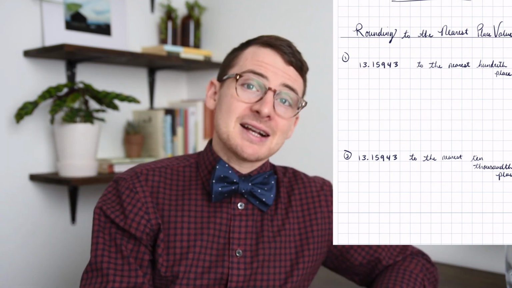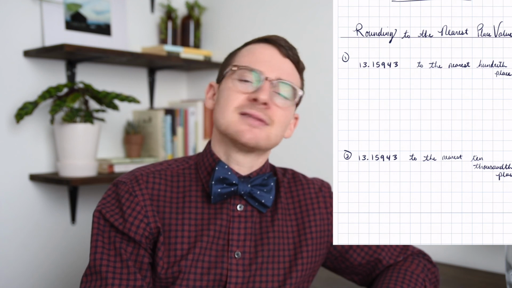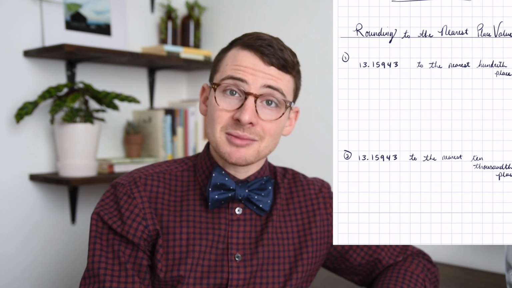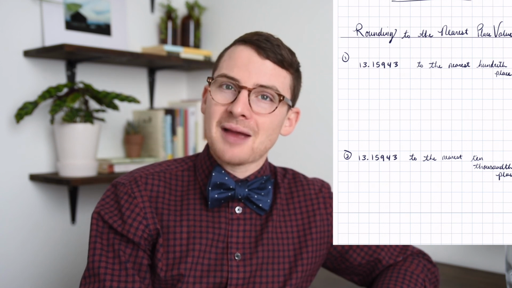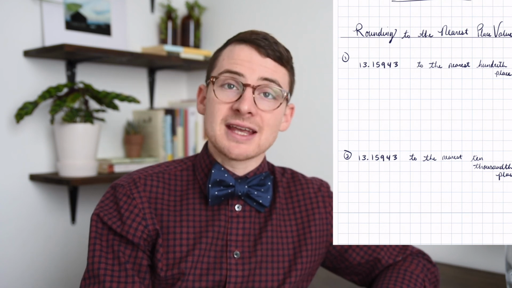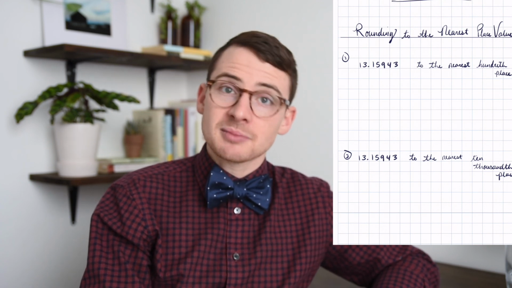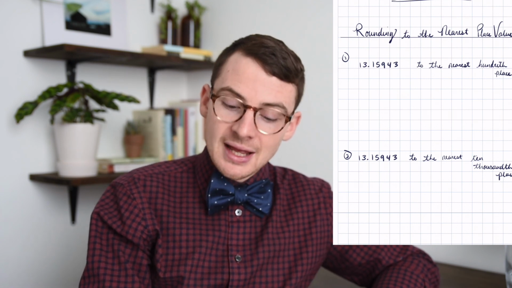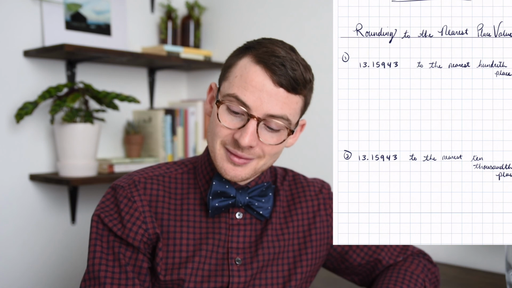But for example, on the taxes, which you have to do every year because it's a law, it's possible that I'm going to get a number like this. However, I'm not going to put this number in my tax form. Rather, what they say is round to the nearest place value. Okay, so for 13.15943, I would round to the nearest tenth place.